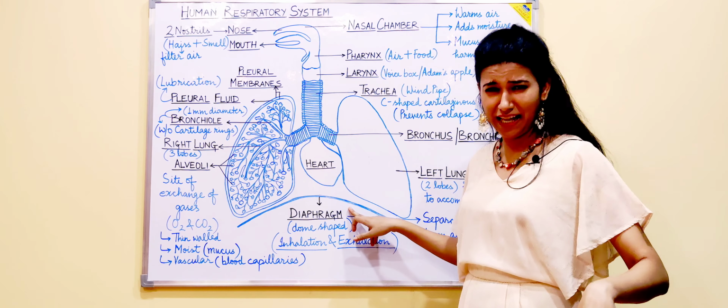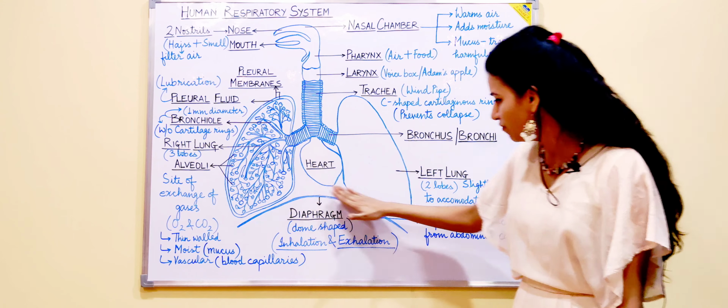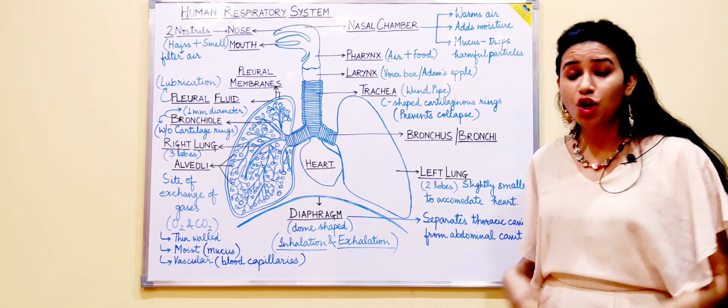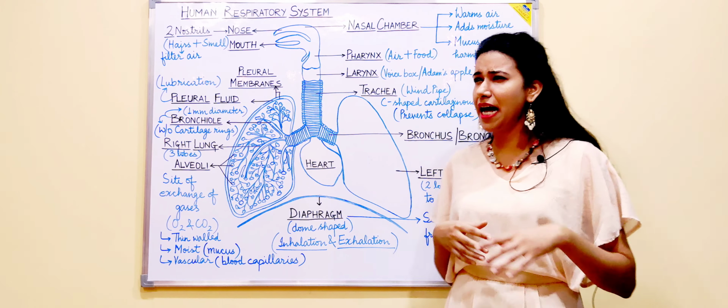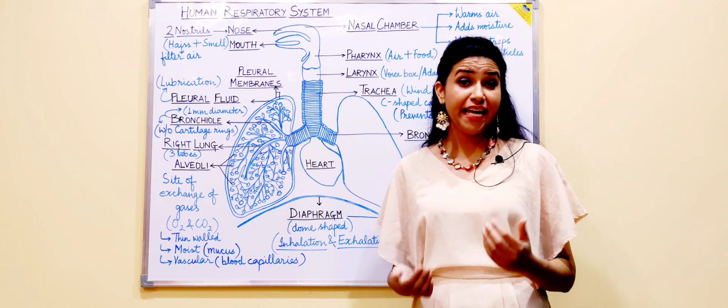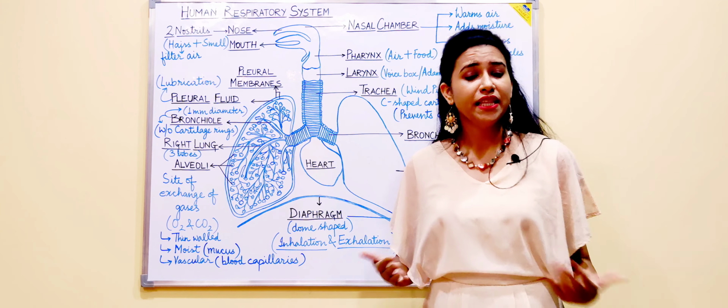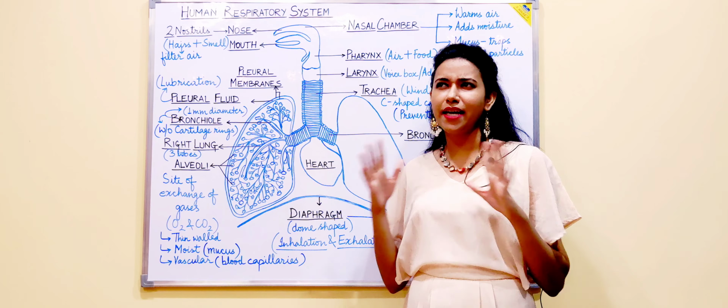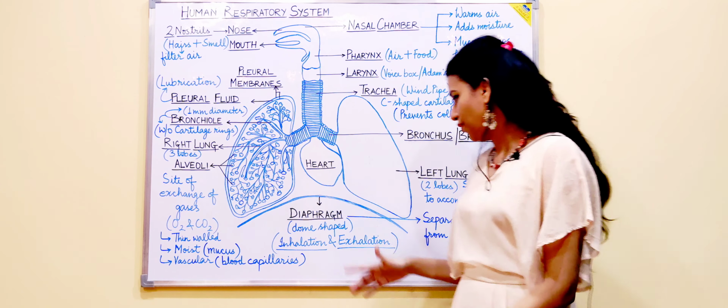Now the diaphragm is left, right? You see at the bottom, this diaphragm is a dome-shaped muscular sheath, and it has a significant role in inhalation and exhalation that we're going to deal with later on in a detailed video after this, right?